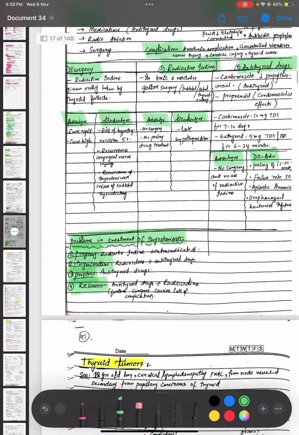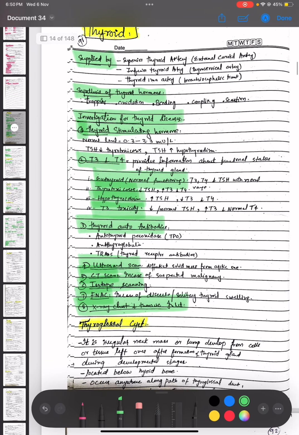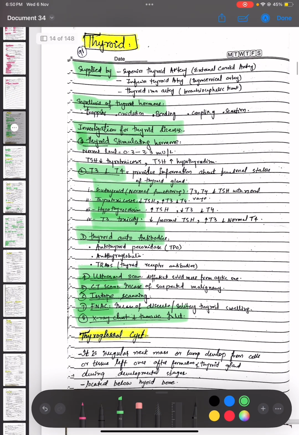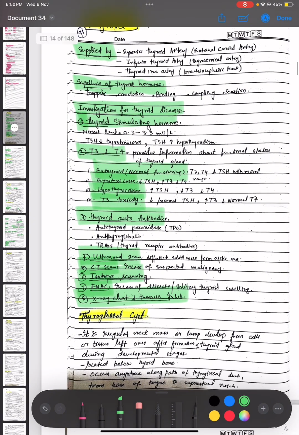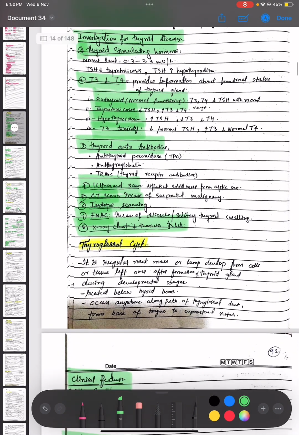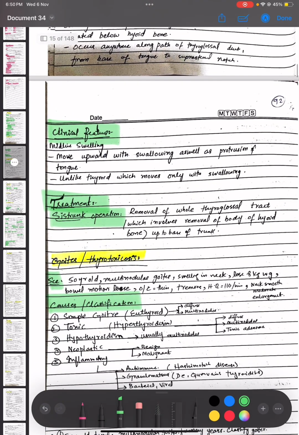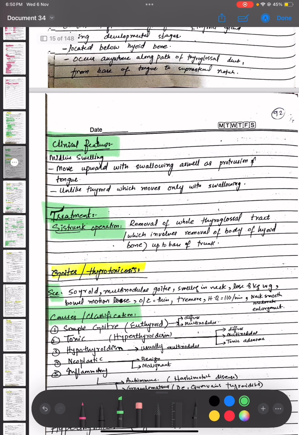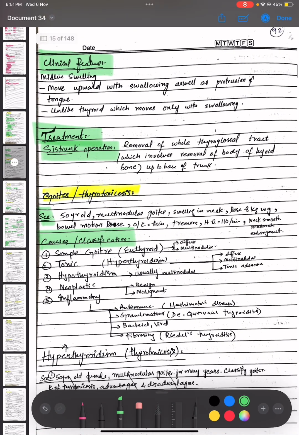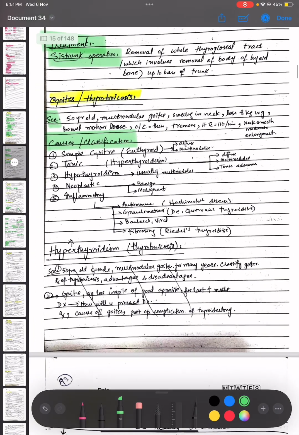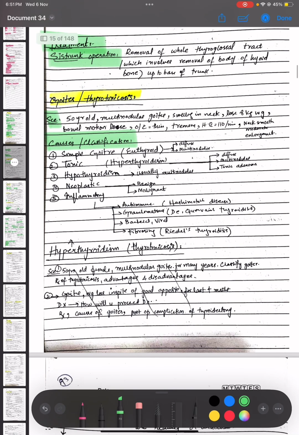Okay, let's first revise what we have already discussed in the thyroid. First, we discussed the introduction, the arteries that supply the thyroid, then the synthesis of thyroid hormone, then what are the investigation options. Then we studied the thyroglossal cyst, its definition, then what are the clinical features. These are midline swellings, move upward with swallowing as well as protrusion of tongue, unlike thyroid, which moves only with swallowing. The treatment is Sistrunk operation. Then we studied the goiter or thyrotoxicosis, what is the scenario and what are the clinical features in the scenario of goiter or thyrotoxicosis.